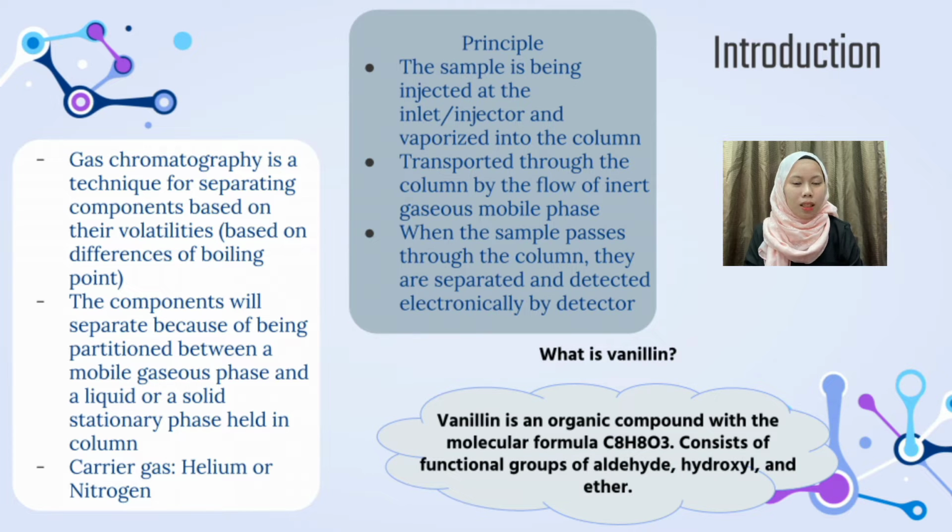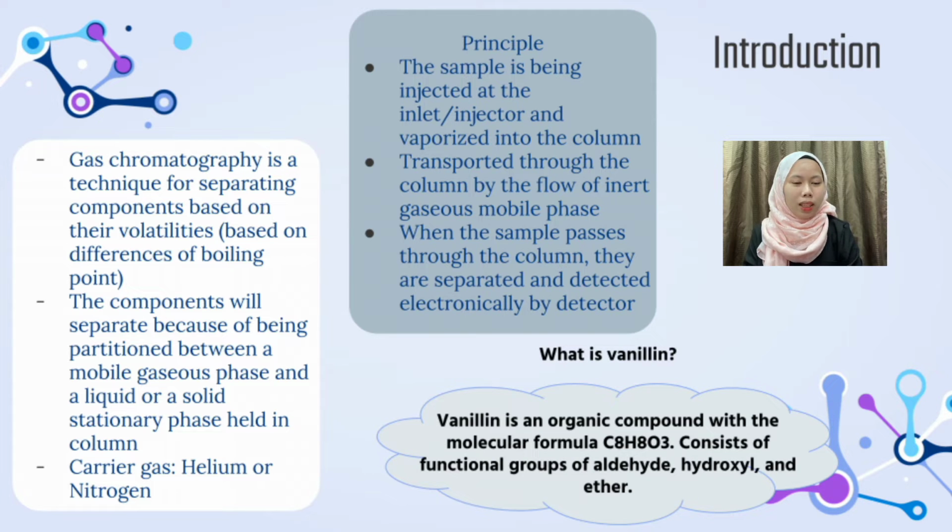The principle of gas chromatography is that the sample will be injected at the inlet or injector and vaporized into the column. The sample is transported through the column by the flow of inert gases, the mobile phase. As the sample passes through the column, its components will be separated and detected electronically by the detector.